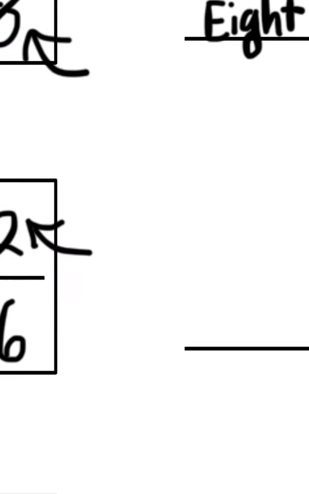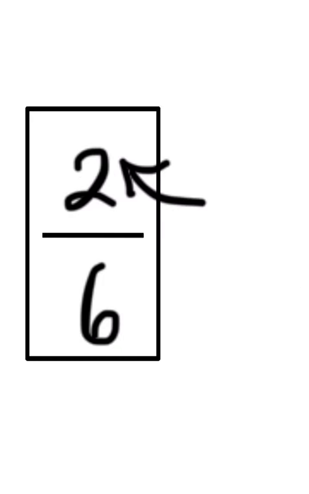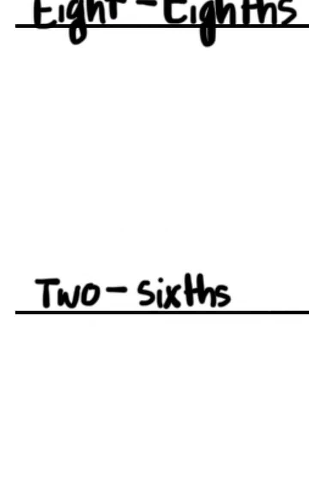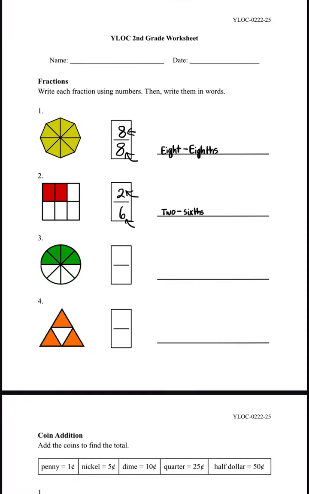And then we need to write 2 first, since it is on the top. So 2. And then 6 is on the bottom, so we need to write 6. We need to write sixths instead of just 6. So 2/6 is the answer for number 2. Let's move on to the next page.